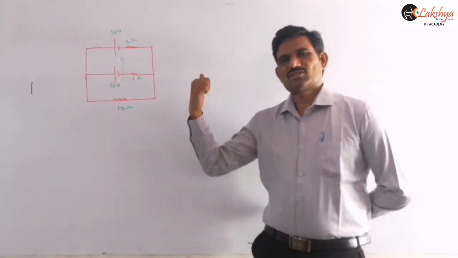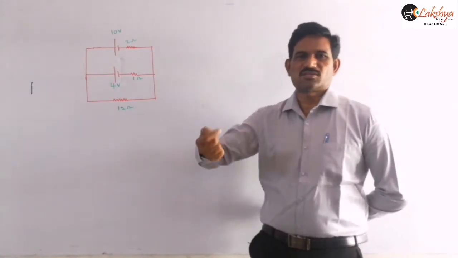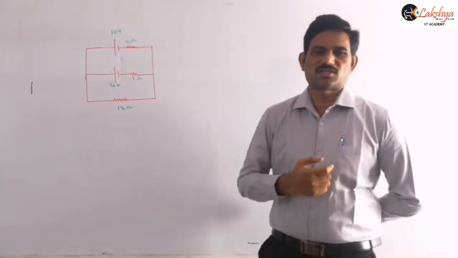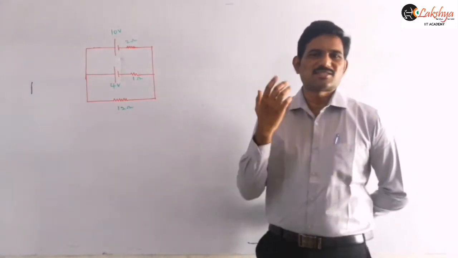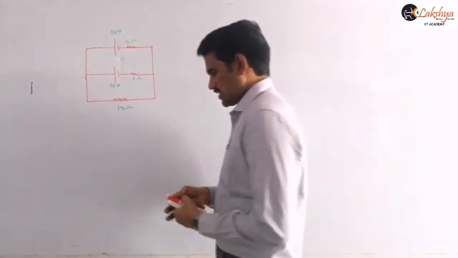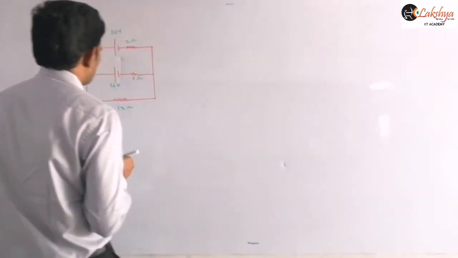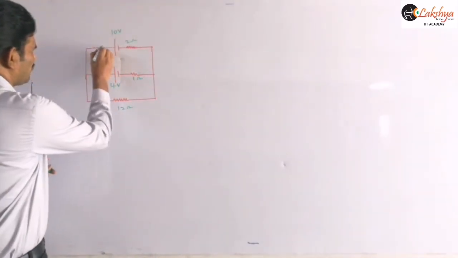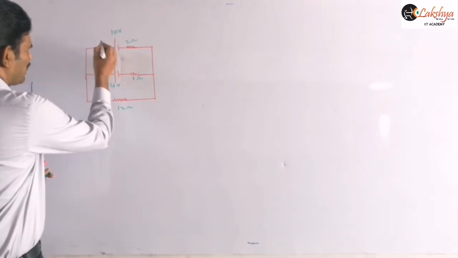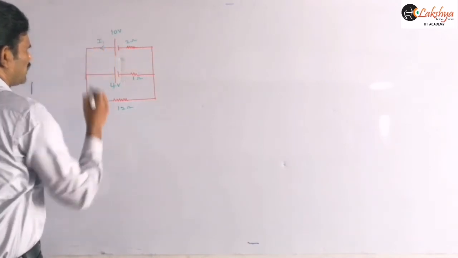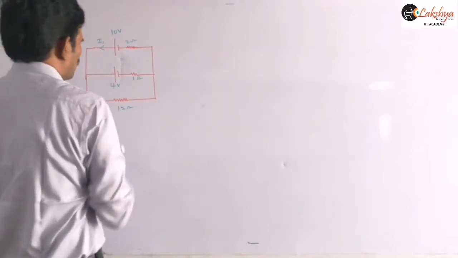So here the first step in applying the Kirchhoff law is to assume the current directions. As I said, that is your wish. Generally, let us start the current from the cell with the larger EMF. So I am starting from here, and this current I am taking as, for example, I1. That I1 is flowing out of the cell.